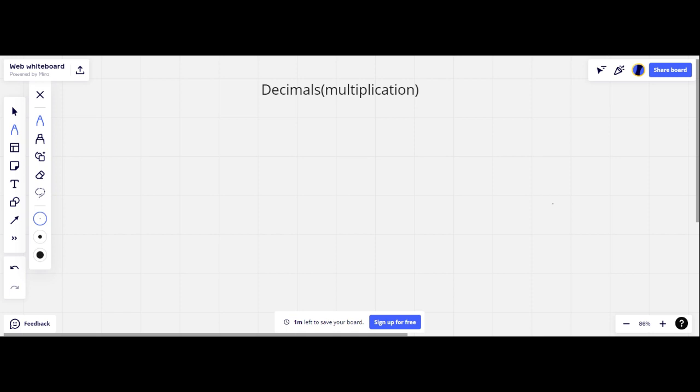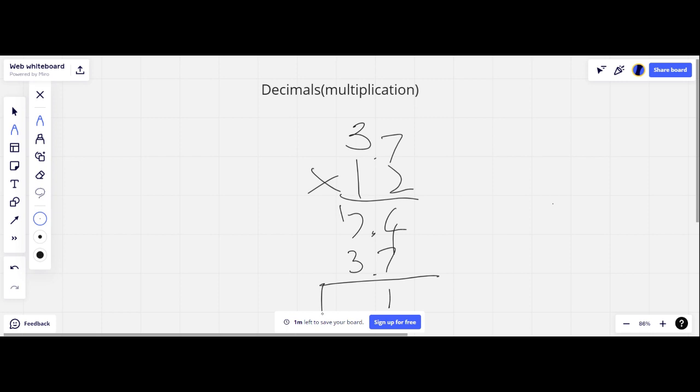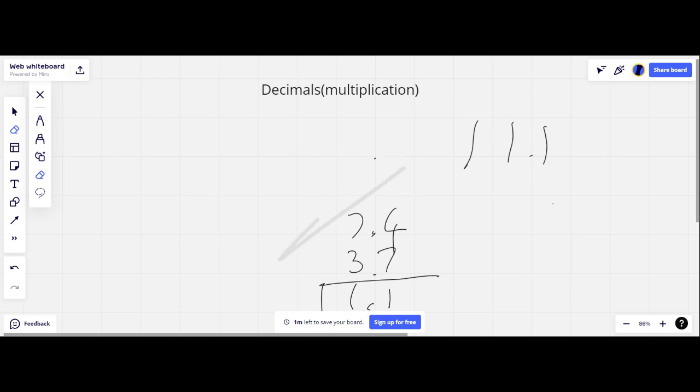Let's do one last whole number question. 3.7 times 12. Decimal point goes here, and now we do the multiplication, and then we add them together, and we get 11.1. So, isn't this easy peasy lemon squeezy? Well, not that, but you know what I mean.